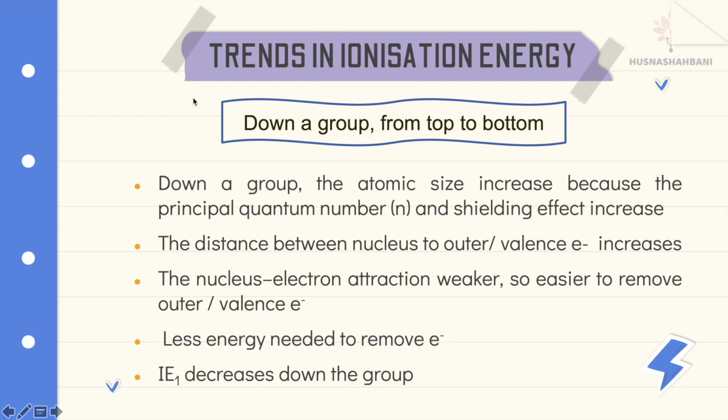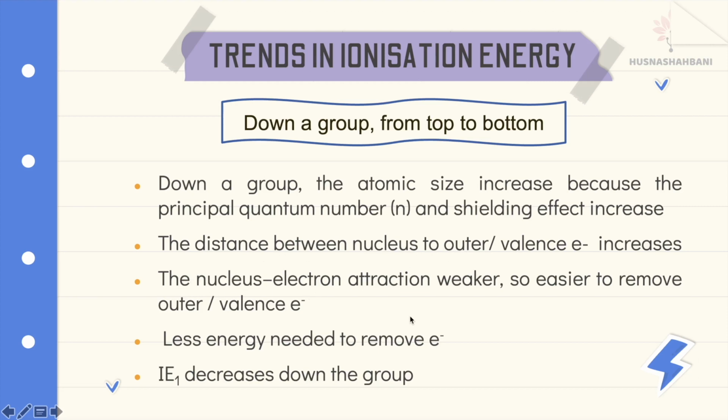Trends in ionization energy. Down the group, from the top of the periodic table to the bottom, the atomic size increases because the principal quantum number increases, as we said in the previous lecture. Down the group, size increases because the principal quantum number and shielding effect increase. So the distance from the nucleus to the outer or valence electron increases because you have more and more n. So the distance becomes further and further.